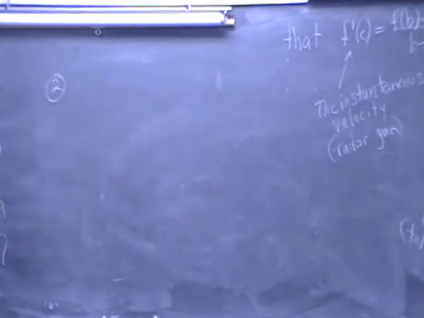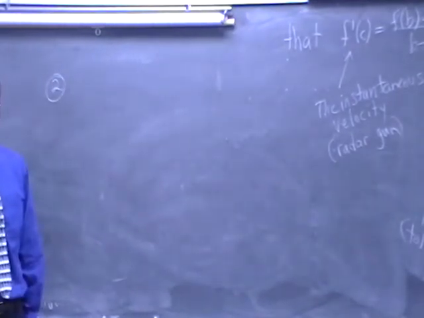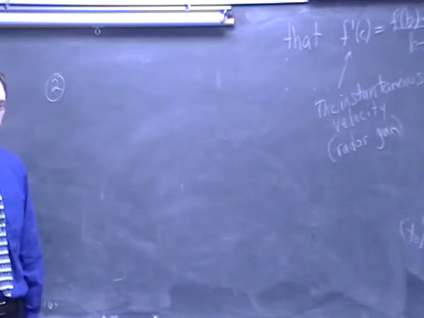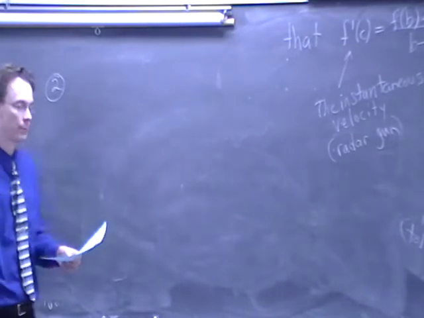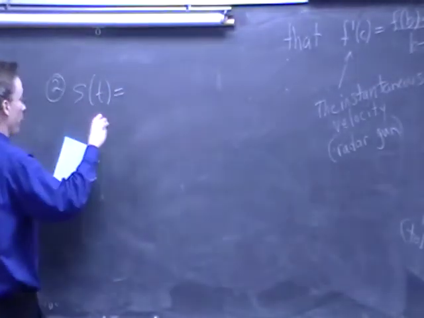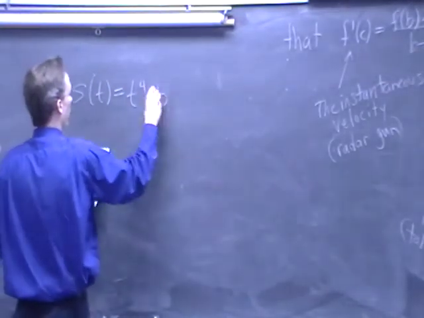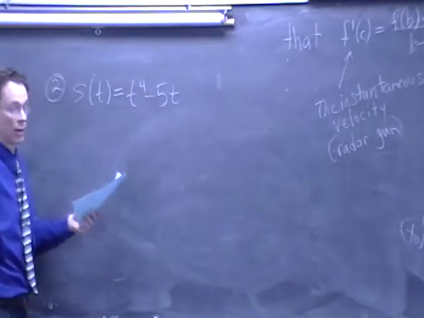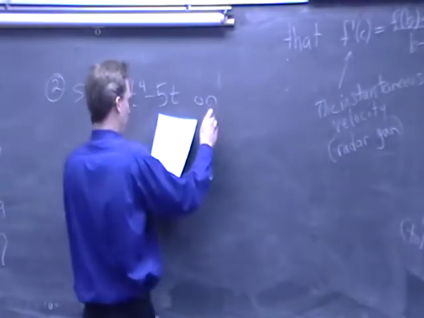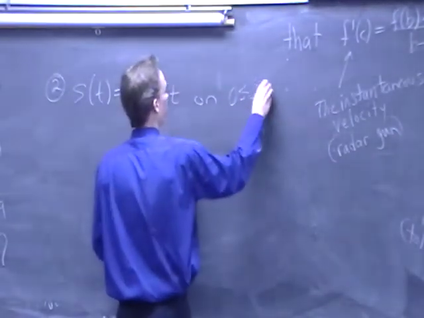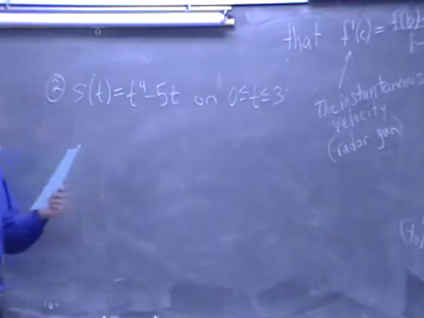Let's do one more example. Gee, do you think we'll be able to apply MVT on this one? I wonder. Let's find out together. S of t is t to the fourth minus 5t on 0 less than or equal to t less than or equal to 3.